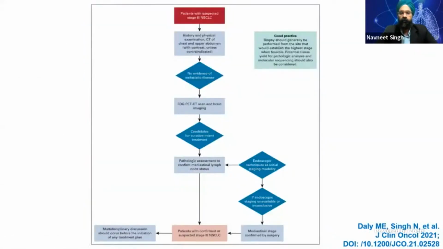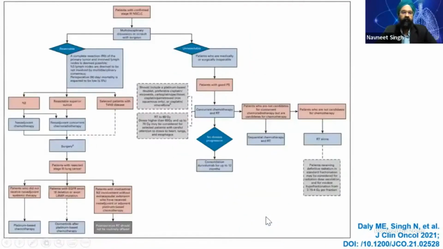And these are two very nice flow charts which you can access in the guideline. You will find that suspected stage 3 NSCLC should undergo clinical examination and a CT to rule out metastatic disease, and absence of metastatic disease should be confirmed with a PET CT and brain imaging. And then you have to assess the pathological mediastinal lymph node status, again preferably with endoscopic techniques, and then go for surgical staging if needed. And based upon that, patients would be divided into either unresectable or resectable.